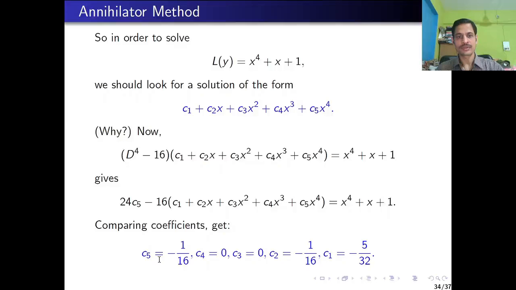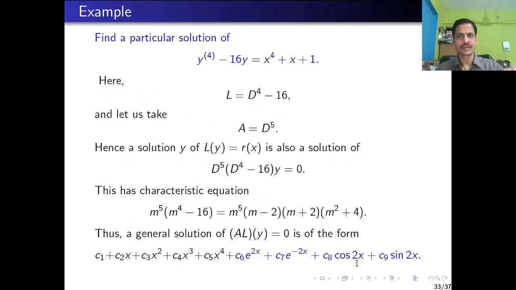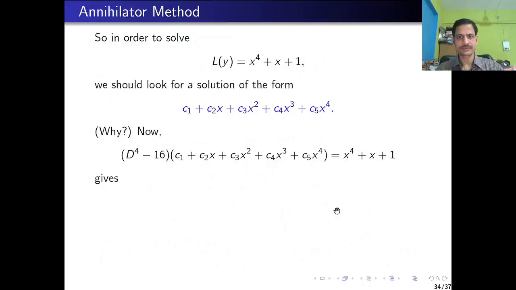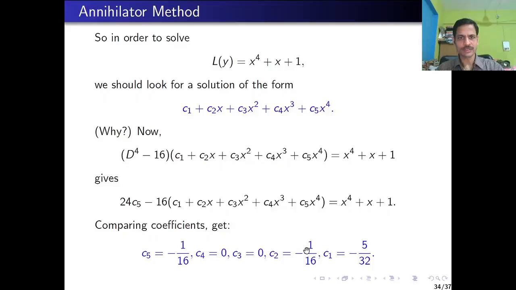So c5 is minus 16, c4 is 0, c3 is 0, c2 is minus 16, c1 is minus 5 by 2. So that gives us a particular solution by Annihilator method of the non-homogeneous differential equation that is given to us. So this has to be substituted in this, which gives us the particular solution.